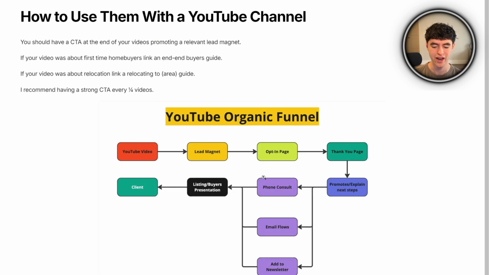So how you can actually use them with a YouTube channel: you should have a call to action at the end of your videos promoting a relevant lead magnet. If your video is about first-time home buyers, link an end-to-end buyer's guide. If your video was about relocating, link a relocating to area guide. And I recommend having a strong call to action every 1 out of 4 videos.